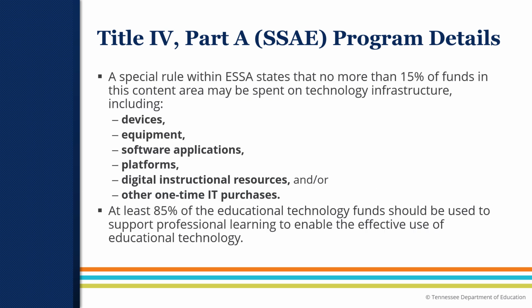There is a special rule in ESSA on that 15% infrastructure amount that is restricted to what you are spending on the effective use of technology. Devices, equipment, software applications, things of that nature do count towards the 15% of what you are spending in the effective use of technology area. The other 85% is for professional learning.